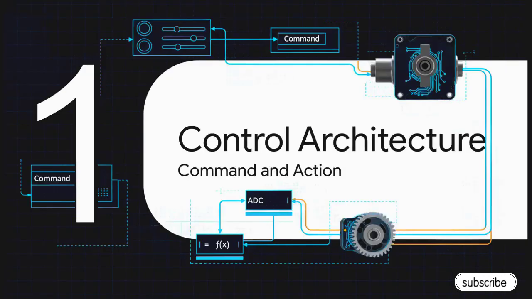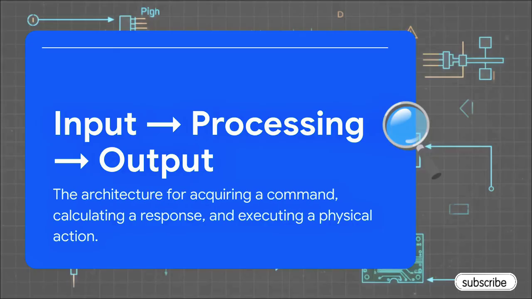Okay, first things first. We need to lay down the foundational structure. Think of this as the blueprint for the entire operation. It's what governs how a system takes in a command and actually turns it into a physical action. At the very core, every single robust control system you'll ever encounter operates on this fundamental loop: input, processing, and output. It's that simple.